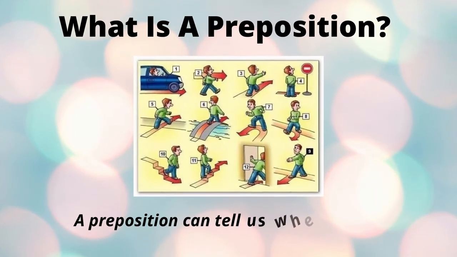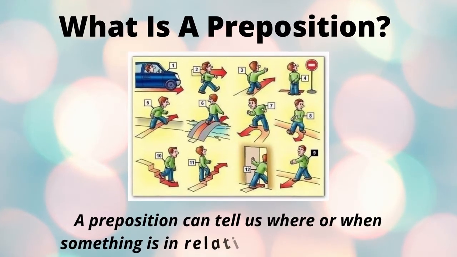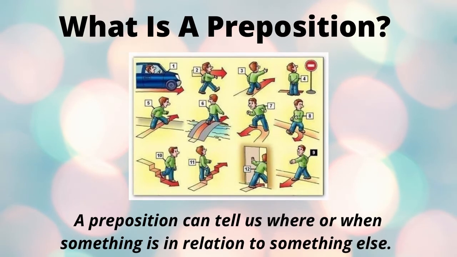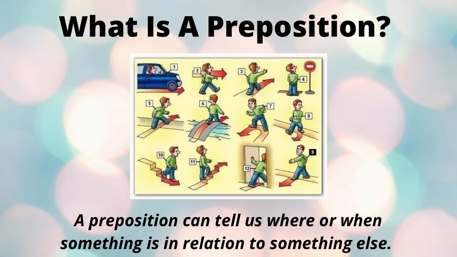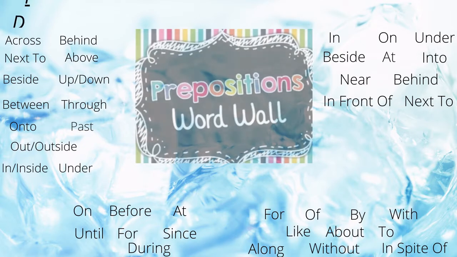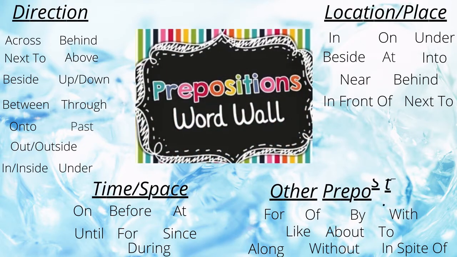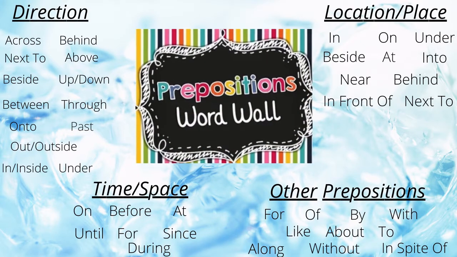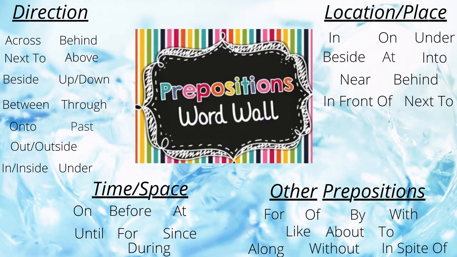Well, prepositions are important because they can tell us where or when something is in relation to something else. Prepositions often tell us where a noun is in relation to another noun. They can also symbolize more abstract ideas, such as a contrast or a purpose. Let's look at the preposition word wall. These are all common words we can use to imply or suggest time and space, location, place, and direction.